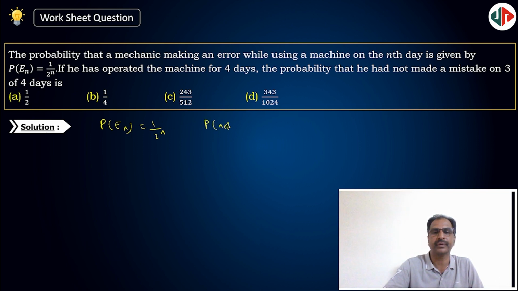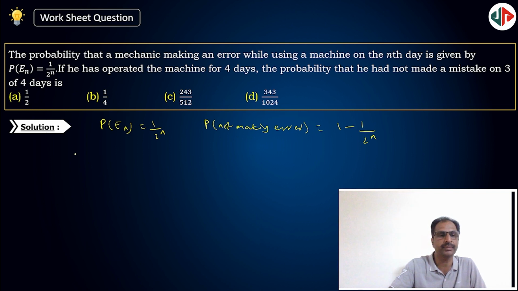Probability of not making error is 1 minus 1 by 2 power n. If he has operated the machine for 4 days, what is the probability that he had not made a mistake on 3 or 4 days? So out of 4 days, he should not make a mistake on 3 days. So out of 4 days, only one day error should be there.